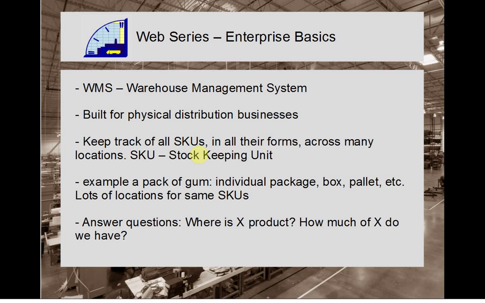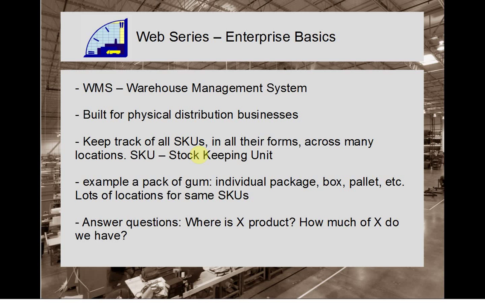You'll have one SKU. A SKU is called a stock keeping unit. Let's take an example of a pack of gum. A pack of gum is one stock keeping unit. You can store that gum in multiple forms. It could be a single, the thing you buy at the grocery store, or there can be a box of gum that can be purchased by the store itself, or there could be a pallet of boxes of gum.